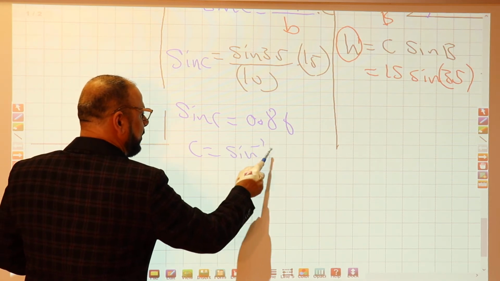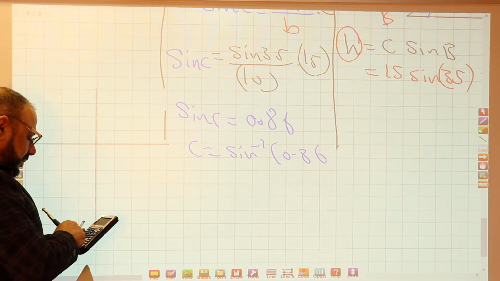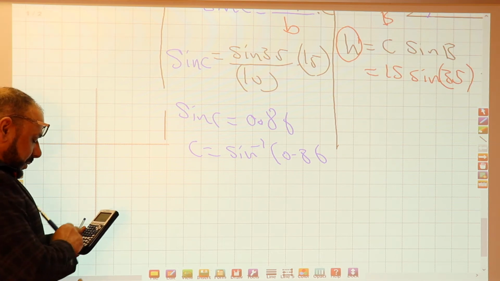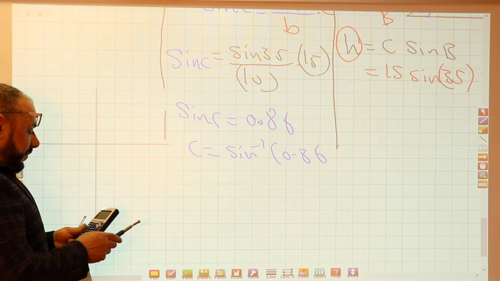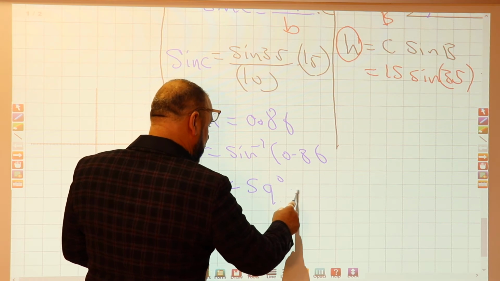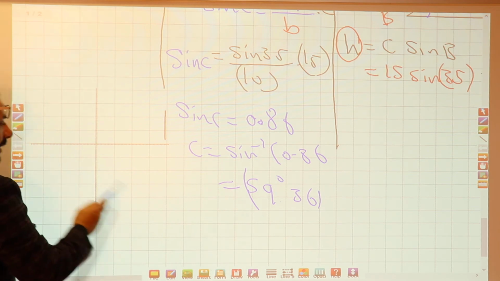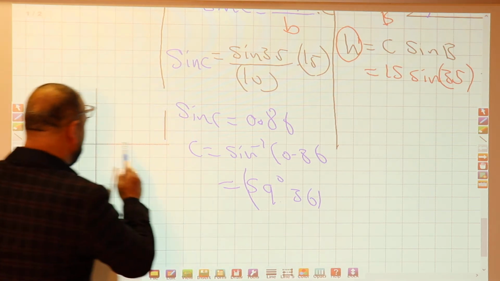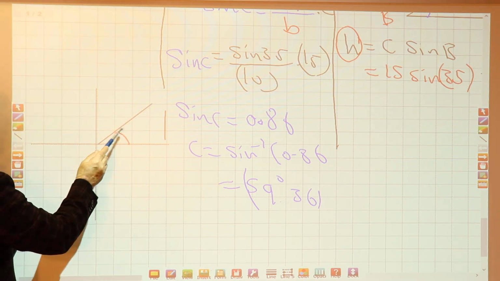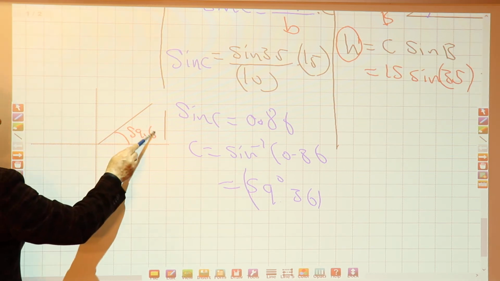Here C equals sine inverse of 0.86. Sine inverse in my calculator of 0.86 is about 59.36 degrees. This is the first answer, which is in the first quadrant.